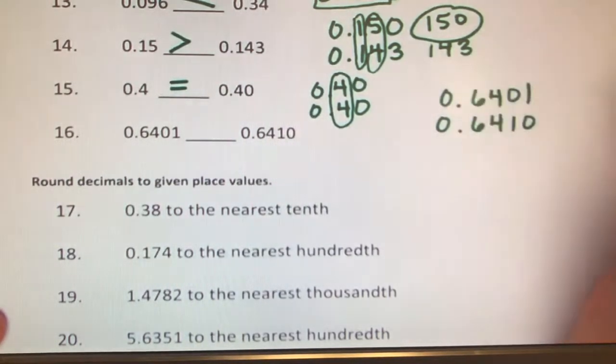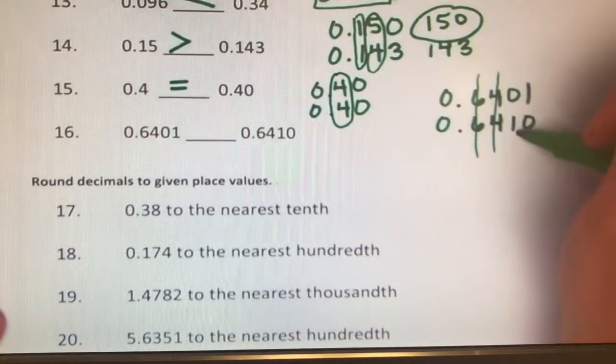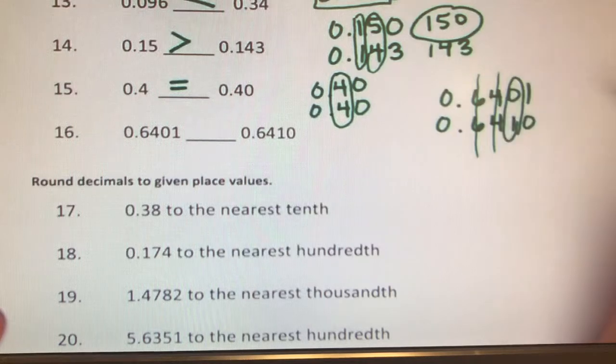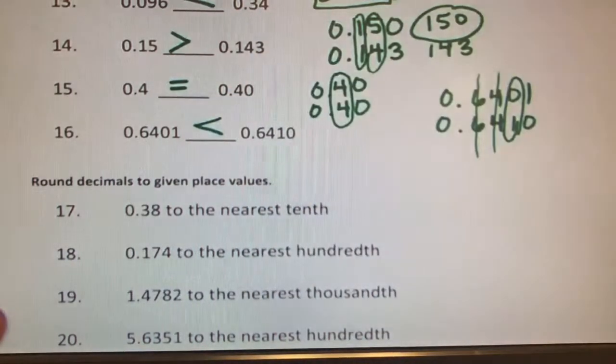0.6410, and then I compare the place values. So they both have a 6 here, they both have a 4 here. This is where they are different. Which one's bigger, 0 or 1? 1 is, therefore, we're going to put that sign. The first one is less than.